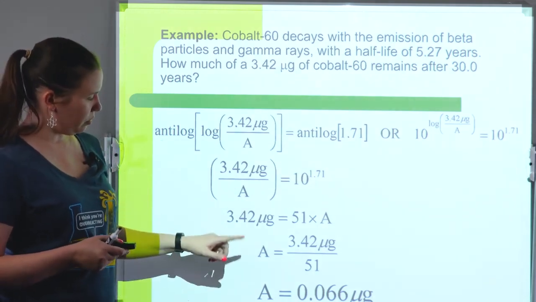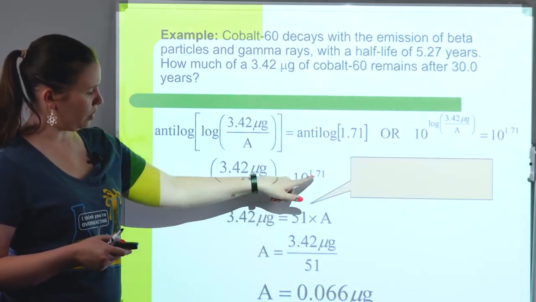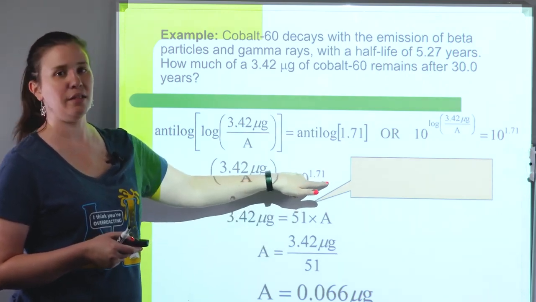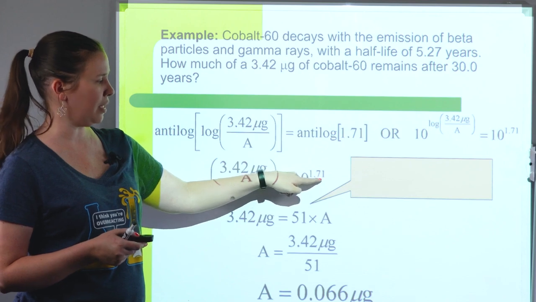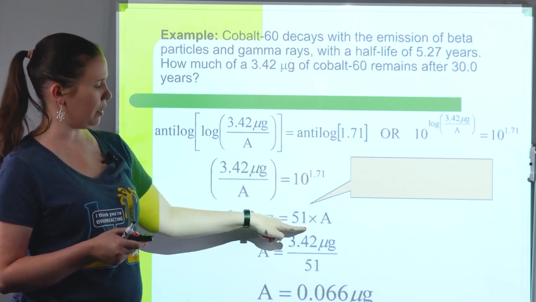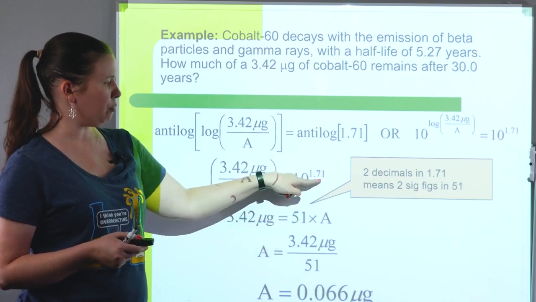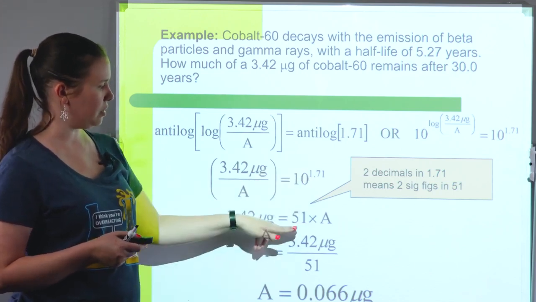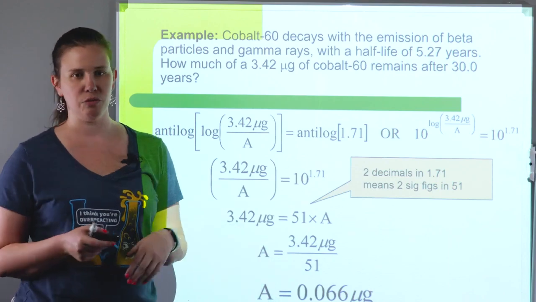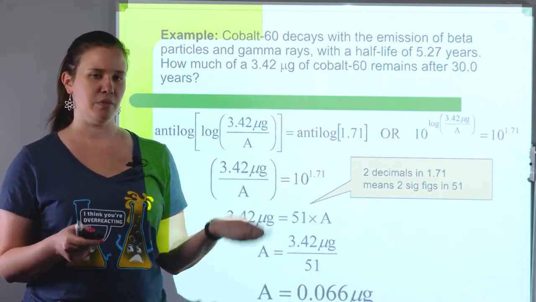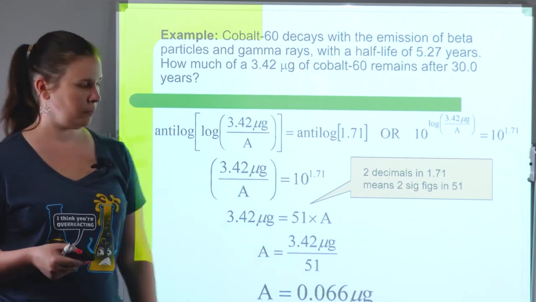So one quick comment here on sig figs. When we were finding the antilog of 1.71, that's kind of like antilogging a pH. And remember, the decimals of the pH became the significant figures of my answer. So because I have 0.71, two decimal places, I get two significant figures for the 51. So that's where my sig figs are coming from, those sig fig rules with logarithms.